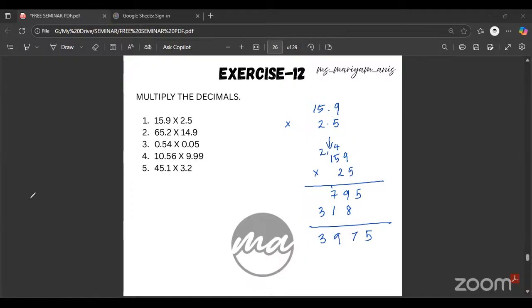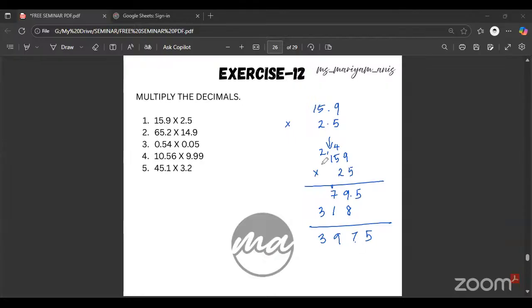Miss, after 7, isn't it 8? 7 plus 1 is 8. No, you've written 9, because 9 plus 8 is 17. So 7 is here, 1 comes over here. So 7 plus 1 is 8, 8 plus 1 is 9. Okay, Miss. Sorry.